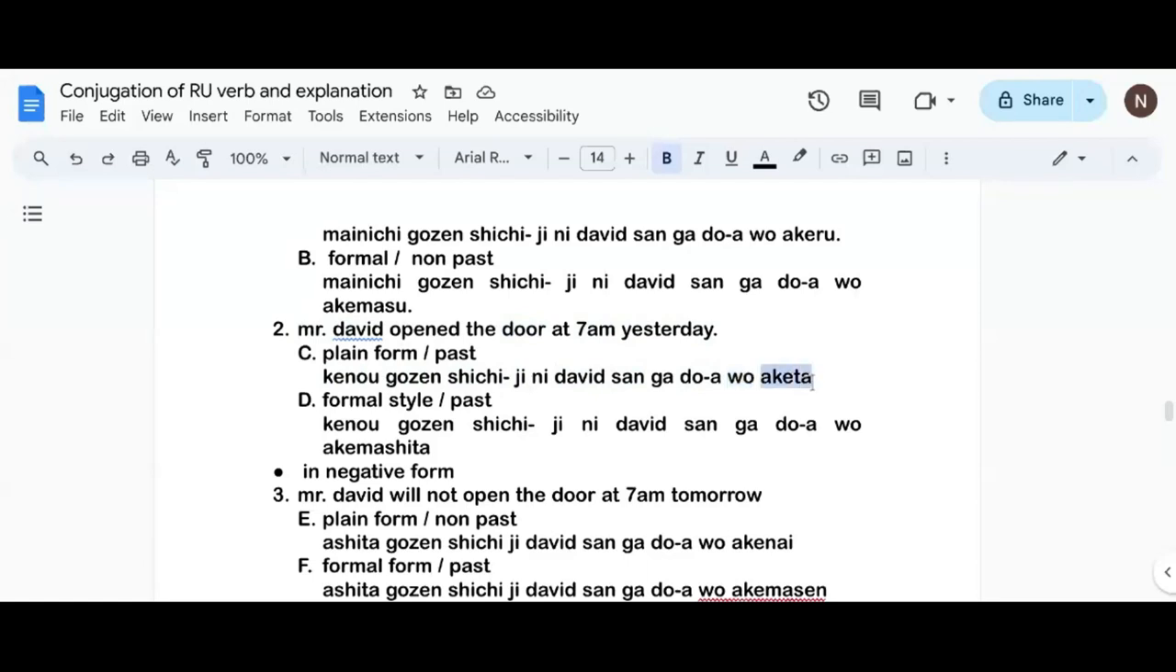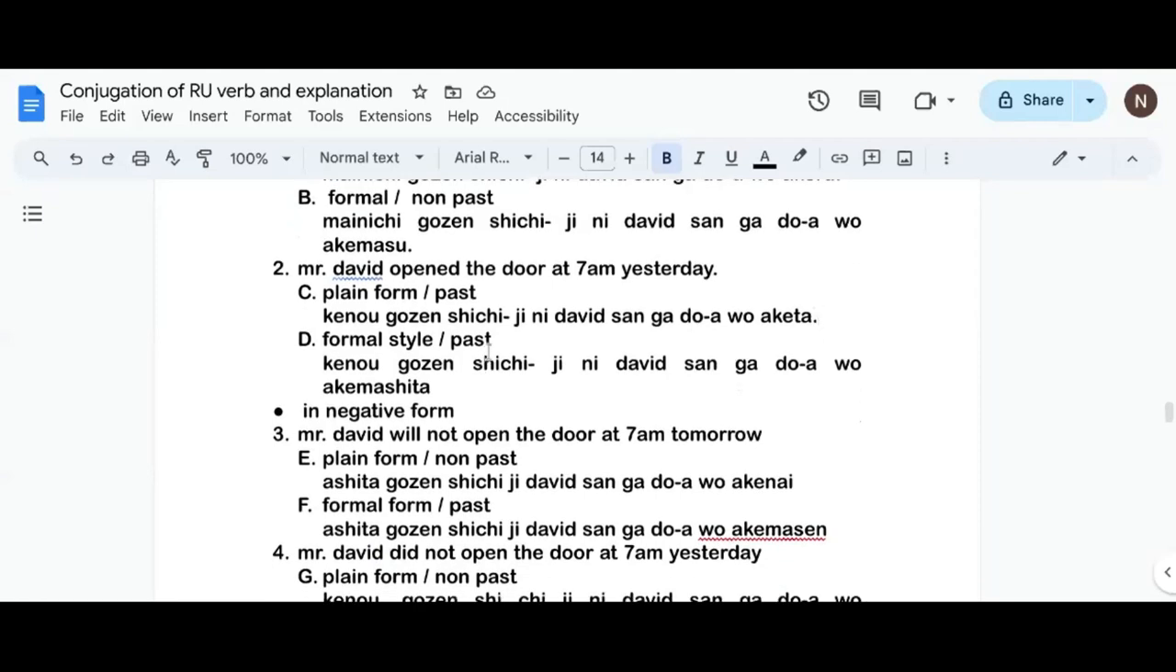Aketa is your past tense. Aketa. Kino gozen sichiji ni David Sangha doa o aketa. Okay, this is your past tense. Just drop the ru and just add the ta. It becomes past tense. Aketa. Now, in your formal style, past tense, the same. Kino gozen sichiji ni David Sangha doa o akemashita.